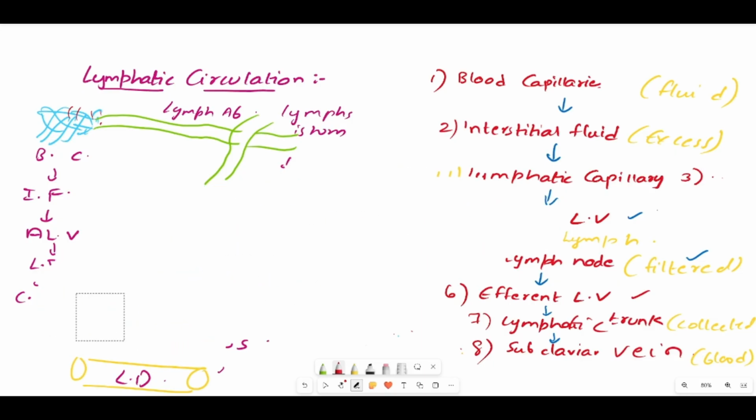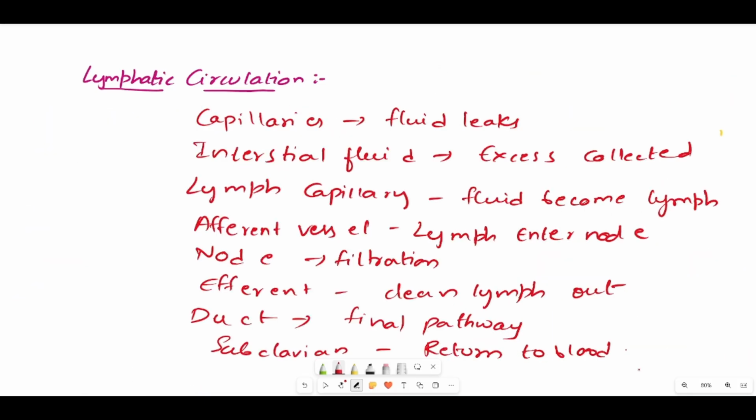Now let me just summarize this. This is the complete summary of the lymphatic circulation. If you can remember all these positions and their functions, this is more than enough. Simply, the capillaries are where the fluid gets leaked out, and it enters into the interstitial fluid. The excess fluid will be collected because of the pressure. It comes out of the blood capillaries. Then after that it enters into the lymphatic capillary. Once it enters the capillary, we will be calling it lymph.